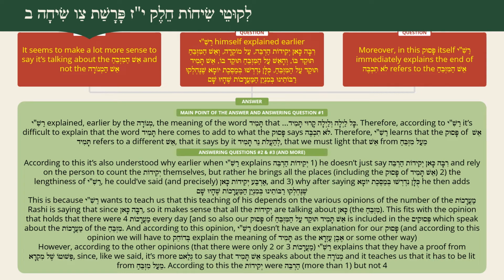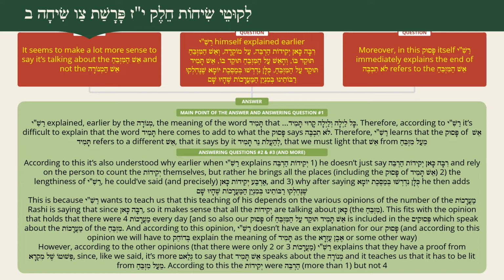This is all because Rashi wants to teach us that this teaching of his depends on the various opinions regarding the number of the Marachas. There are different opinions about this. Meaning that also in Pshuta Shel Mikra there are different ways of learning how many Marachas there are on the Mizbeach. And Rashi is saying in that teaching of his that since Riba Kan, meaning over here by the discussion of the Mizbeach, it makes sense that all the Yekidus are talking about Kan, the Mizbeach.